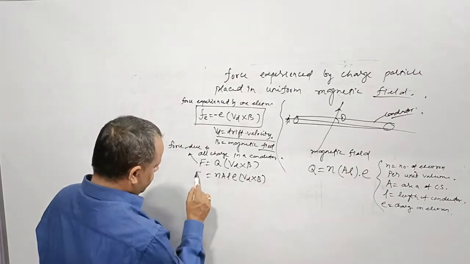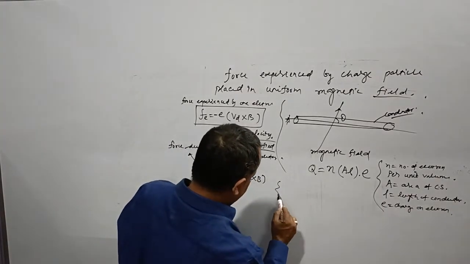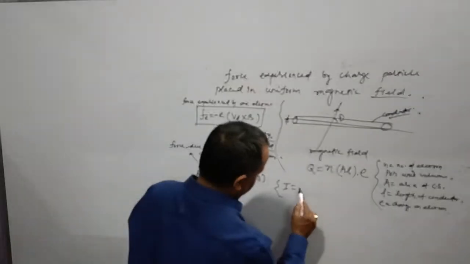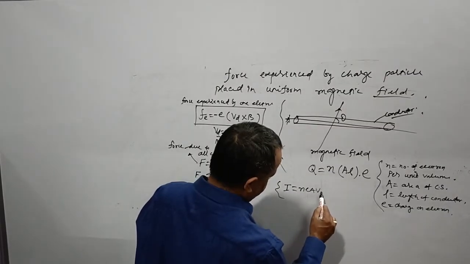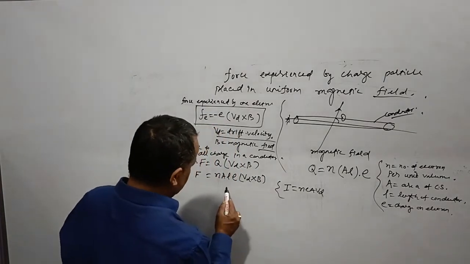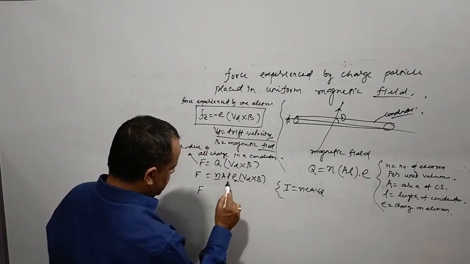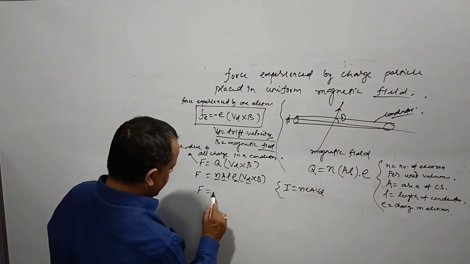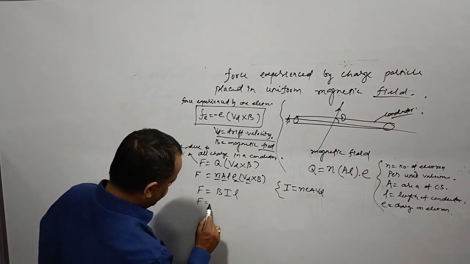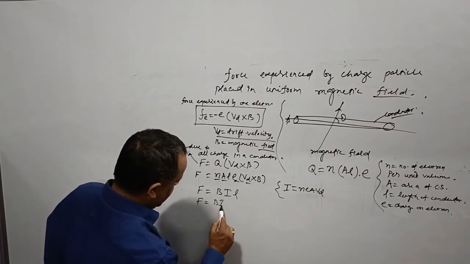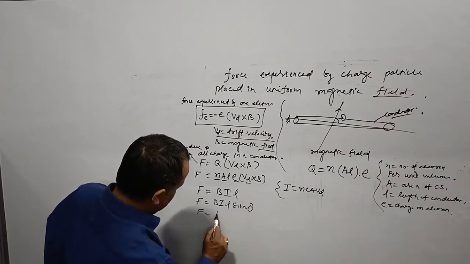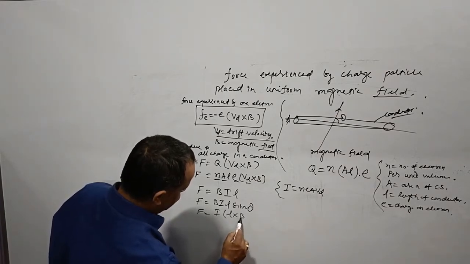We can simplify this, because we had derived earlier that I is equivalent to n e A Vd. The current inside a conductor is n e A Vd. So we can replace n e A Vd by I. What we are getting is I into L cross B, or we can write B I L sine theta.